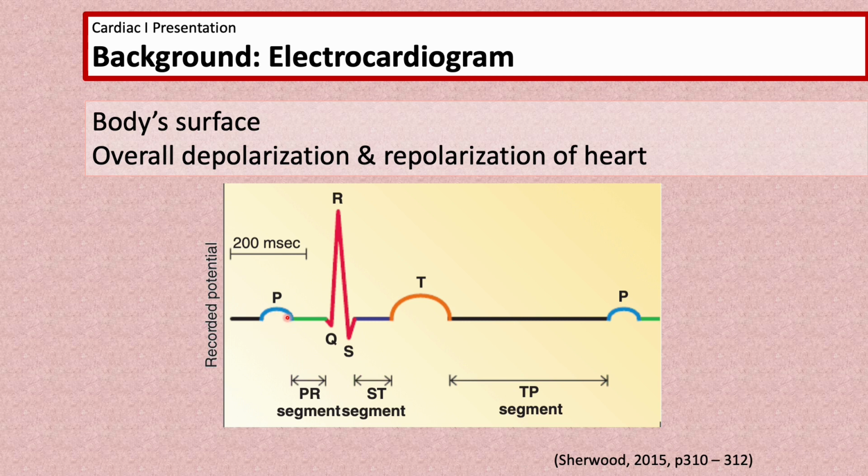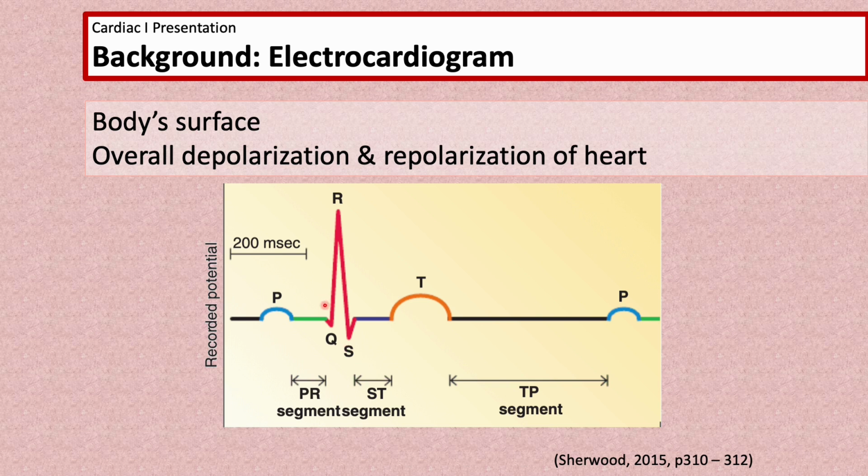You may also notice that there is no bump for atrial repolarization. That is because it occurs as the ventricles are firing. So during the QRS complex, that is when the atria are repolarizing and therefore it does not show up on an ECG, because the QRS is so powerful and it masks the repolarization of the atria.